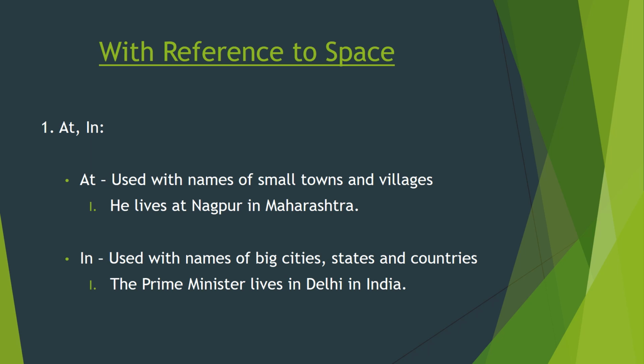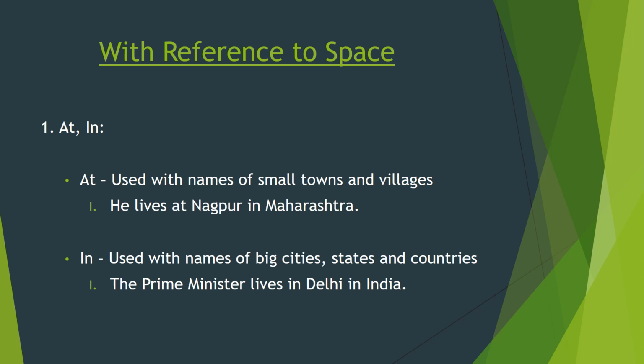After discussing the prepositions with reference to time, let us now move to the use of prepositions with reference to space or place. Here, let us take two prepositions, at and in. At preposition is used with the names of small towns and villages. Example, he lives at Nagpur in Maharashtra. In this sentence, two places are mentioned. One is Nagpur, other is Maharashtra.